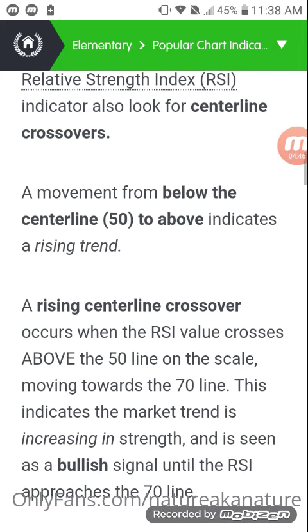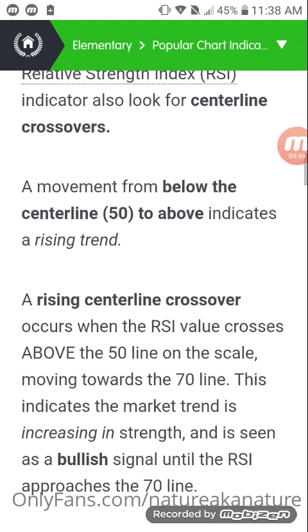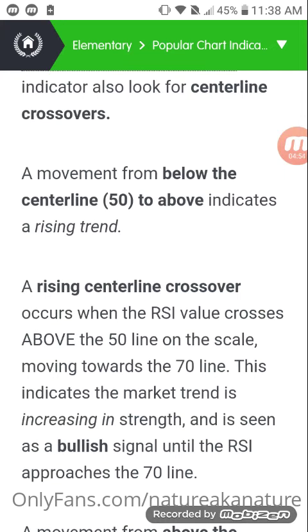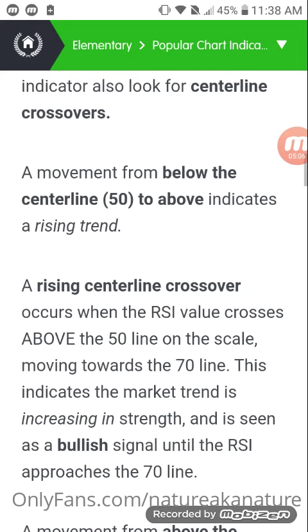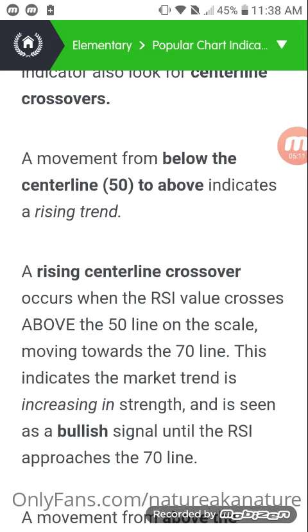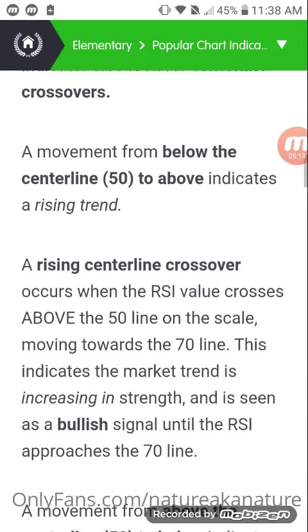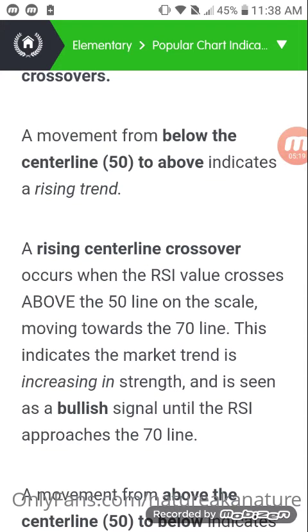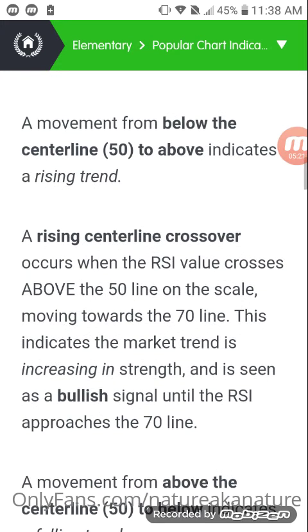A rising centerline crossover occurs when the RSI value crosses above the 50 line. So once you see price go to 30 and then go to the 50 line, which is the center line between 100 and 0, and start to head towards the 70 line, this indicates that the market trend is increasing in strength and is seen as a bullish signal to get in for buys until the RSI approaches the 70 line. Once it approaches or goes over the 70 line, it starts to become overbought, and price can start to move back down.